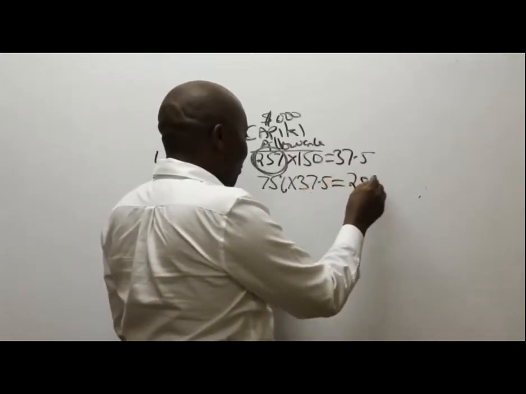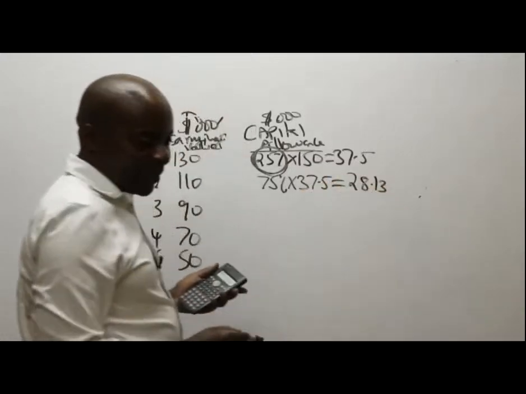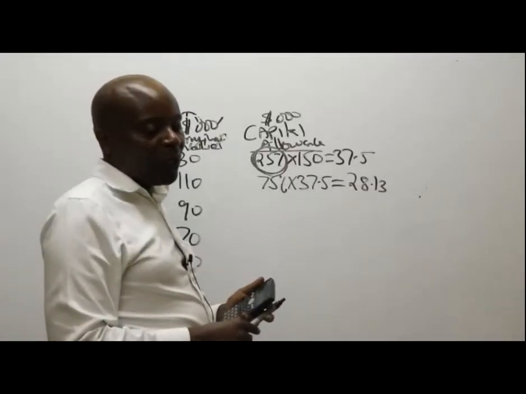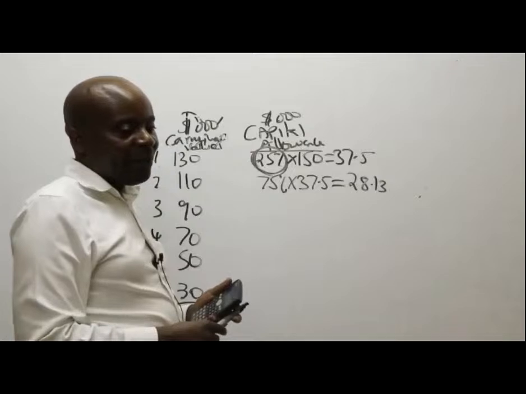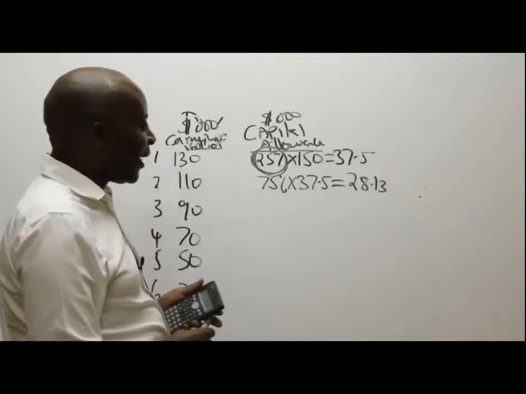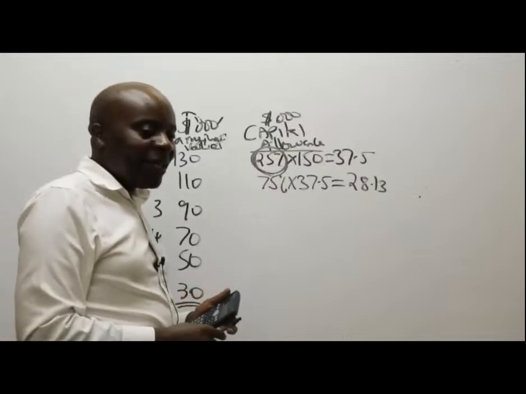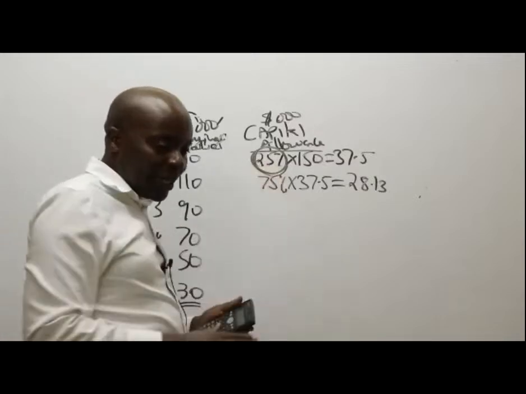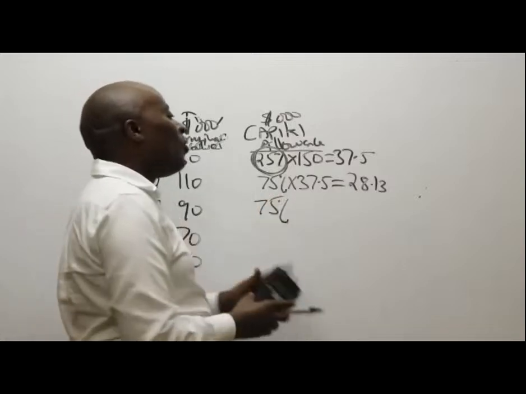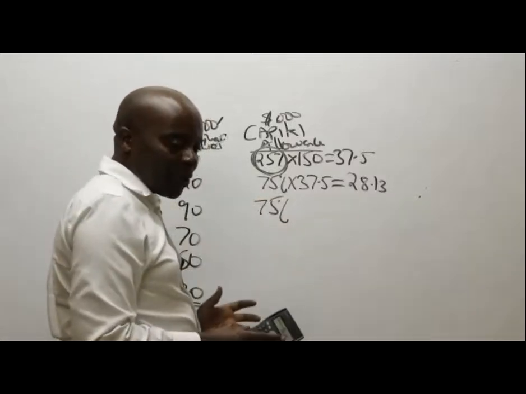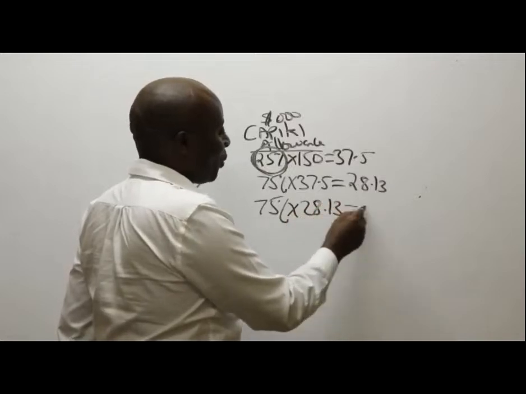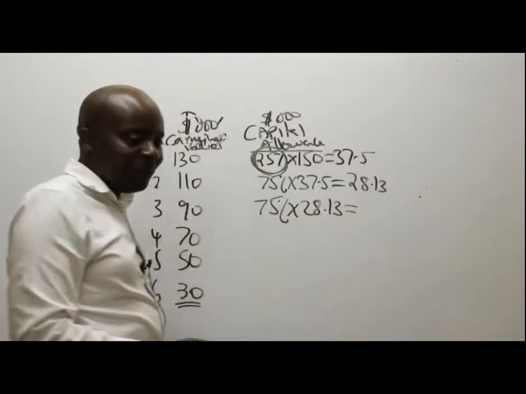Do your calculation a little and let us see. Now 75% I maintain throughout, so I will say 75% of the previous depreciation, times 28.13. Can somebody give me this figure?